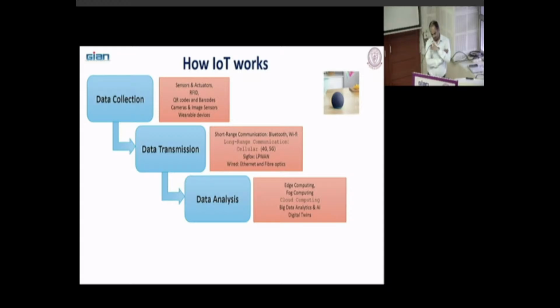Then what do you think? Does Alexa use which of these technologies: edge, fog, or cloud computing? What do you think? It basically uses cloud computing. It sends the command given by you, AWS will execute that command, analyze it, and then tell you which actions need to be taken. Then big data analytics, AI, and digital twins.